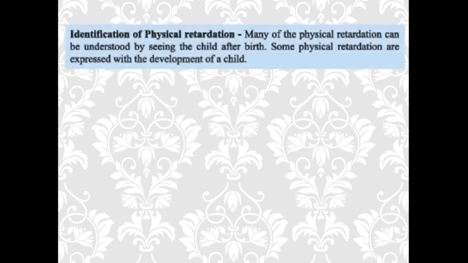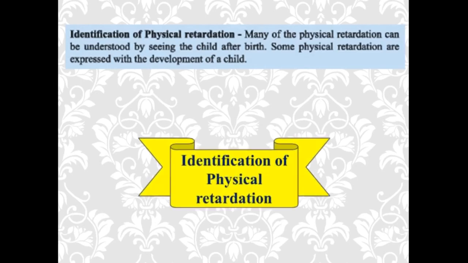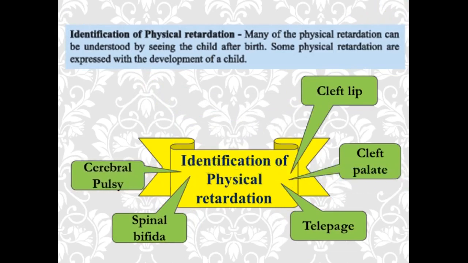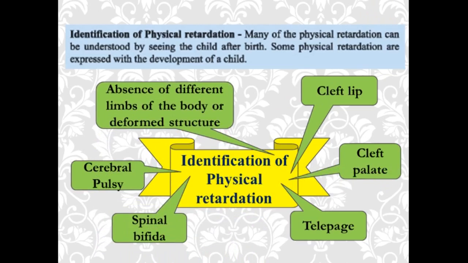Identification of physical retardation. Many physical retardations can be understood by seeing the child after birth. Some physical retardations are expressed with the development of a child. Cleft lip is one kind of physical retardation. Same with cleft palate, talipes, spina bifida, cerebral palsy, and absence of defined limbs of the body or deformed structure. These are physical retardations.